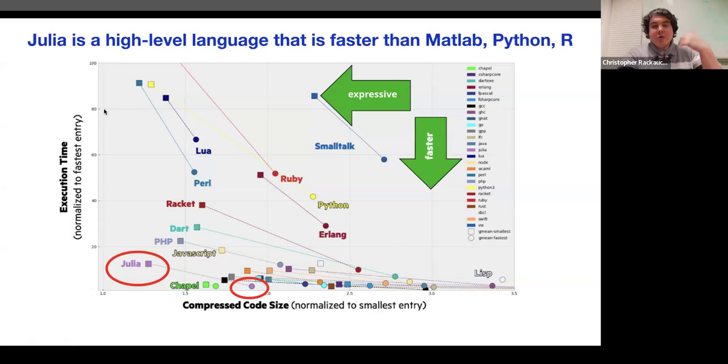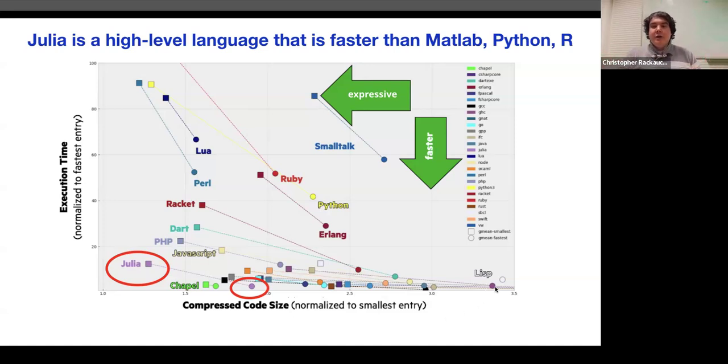This is the execution time for some benchmarks from, I think, the benchmarks game repo. So the higher it is, the slower the code runs. But on this axis is compressed code size. So this is the simplicity of the code, right?